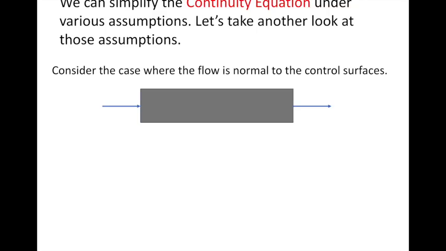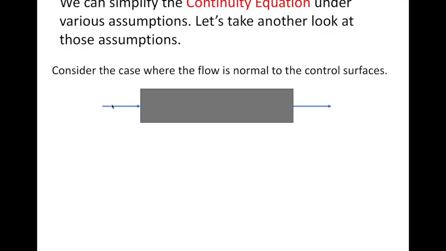The first assumption I want us to consider is that when we have flow that is normal to our control surfaces. So here I've got an example where we've got flow entering our control volume on the left, exiting on the right. This might be a pipe, it might be an open channel.